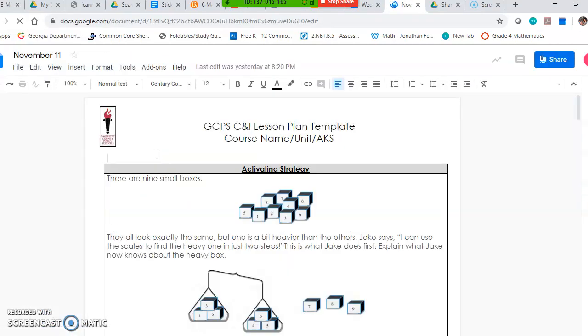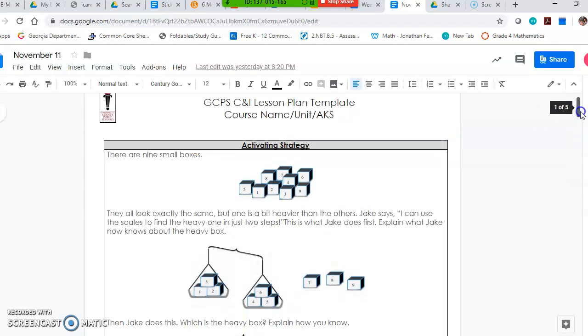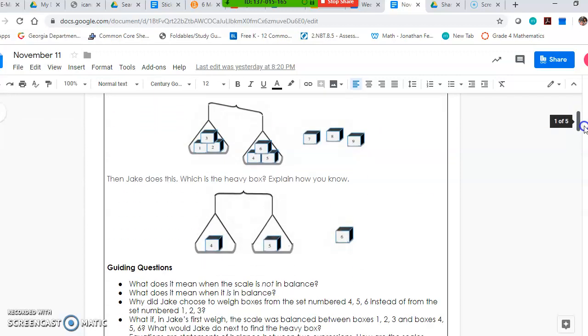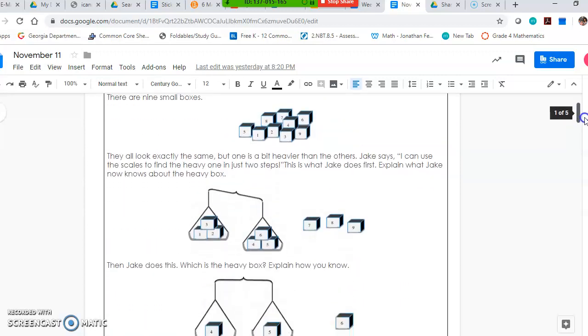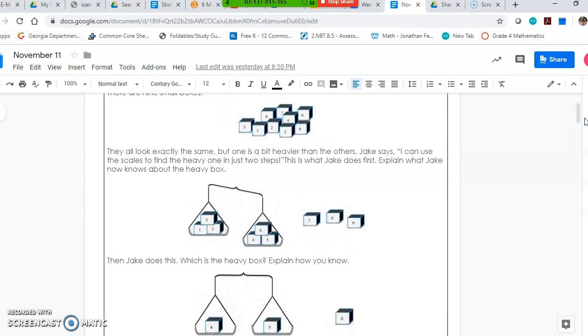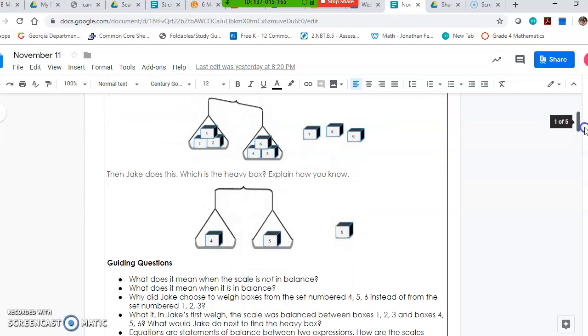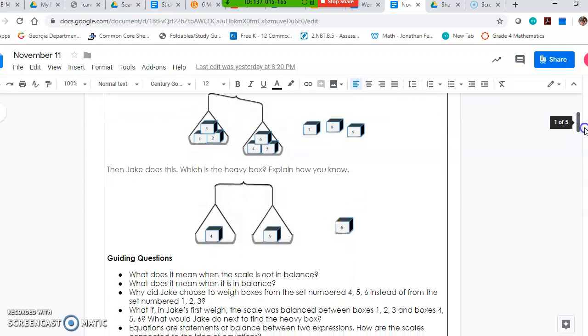that shows the actual lesson plan. For Monday, we're going to start off with our activating strategy. You'll present this to the students. There are 9 small boxes and they look exactly alike. Jake is trying to figure out which box is the same. Basically, we're trying to show students a balance, what it means for something to be balanced, kind of tying it into equations. Have them look at the picture, think about what Jake did and why he had to remove it.